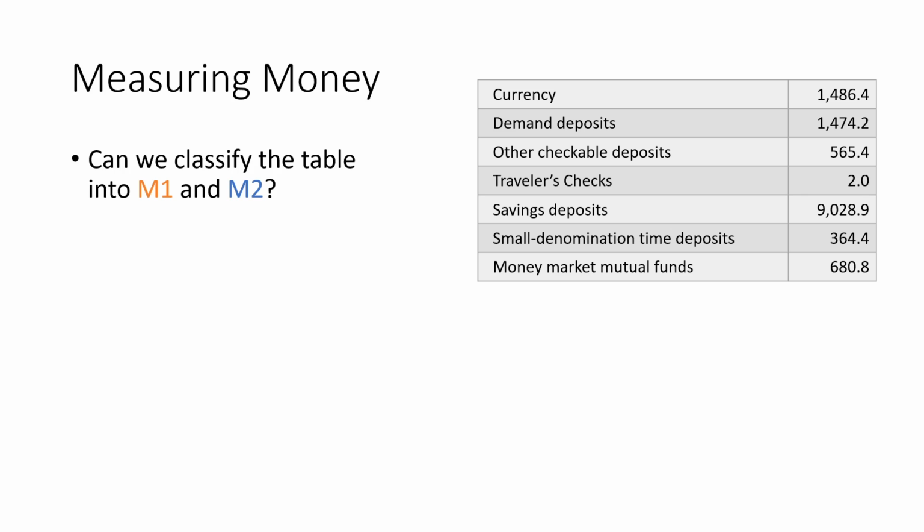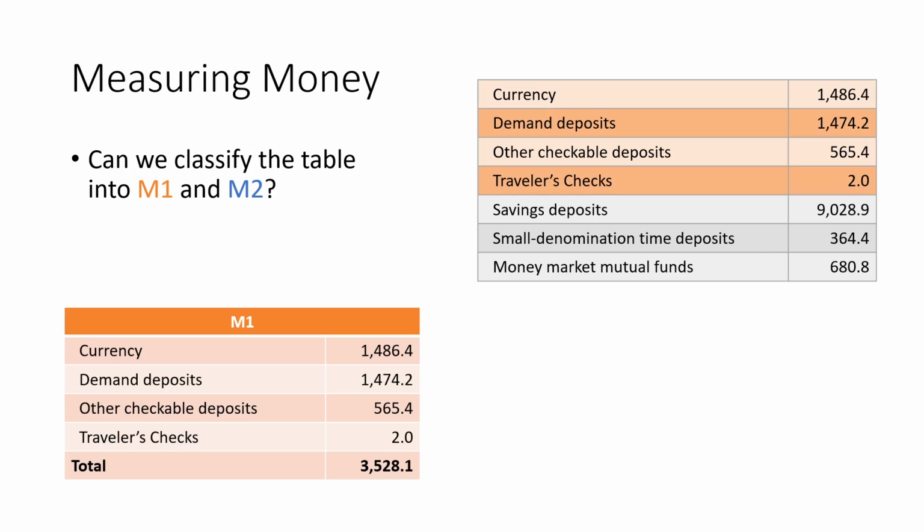So now we've got this table up here in the top right, and we want to classify those into M1 and M2. So we've got currency, demand deposits, other checkable deposits, traveler's checks, savings deposits, small denomination time deposits, and money market mutual funds. So what goes in M1? Well, the first four are going to go in M1. We have currency, demand deposits, other checkable deposits, and traveler's checks. And if we add all those together, add all four of these up, we get the total M1 is 3,528.1.